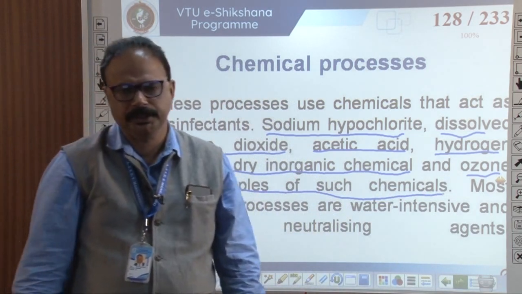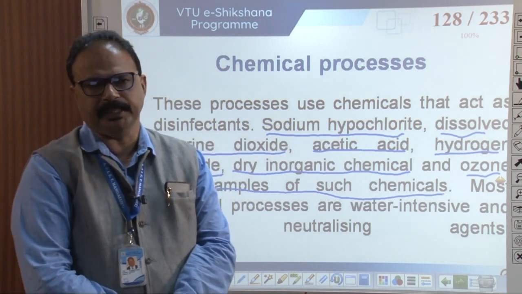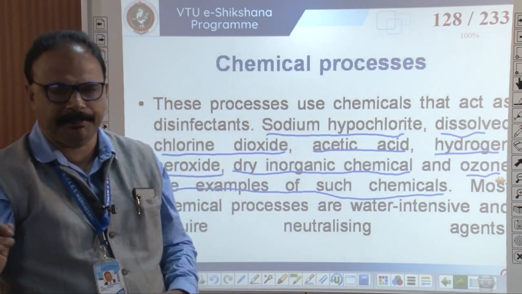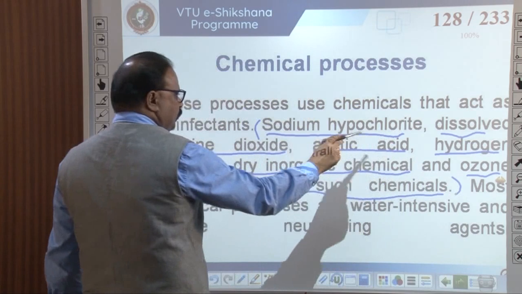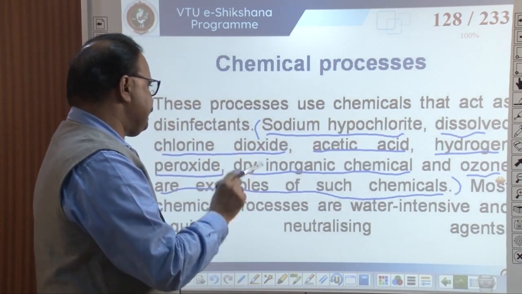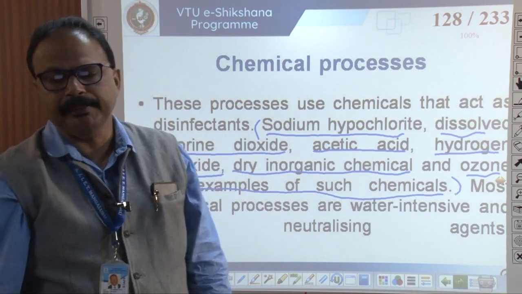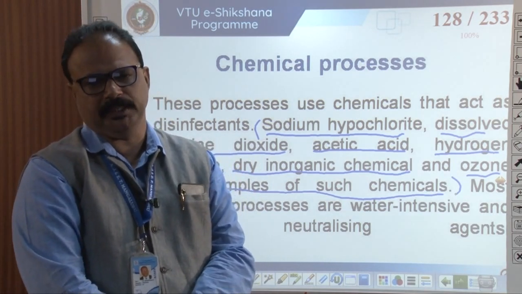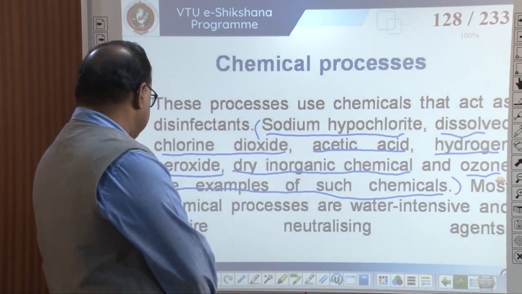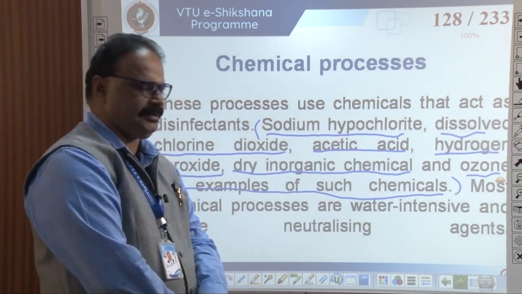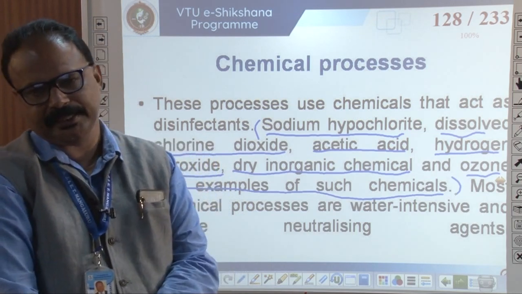In the chemical treatment process, these are the chemicals we are using for the treatment of biomedical waste. Sodium hypochlorite, dissolved chlorine dioxide, acetic acid, hydrogen peroxide, dry inorganic chemicals and ozone are examples for chemical treatment of biomedical waste. Most of the chemical processes are water intensive and require neutralizing agents.